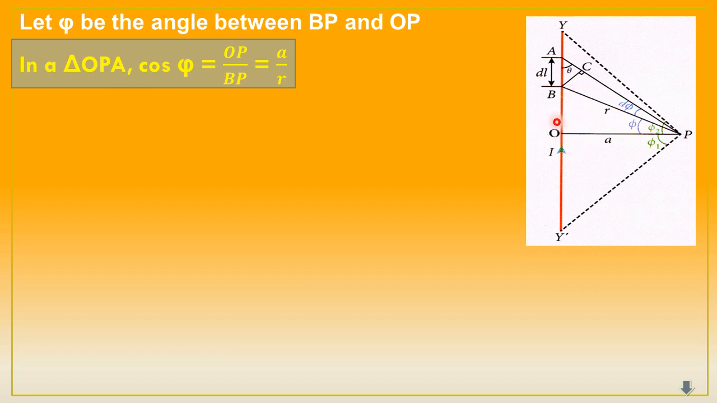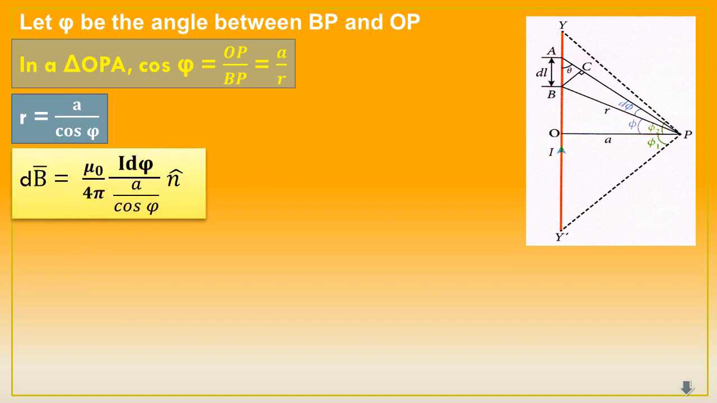Already we know the distance between O and P is A, and the distance between B and P is R. So we substitute the values here. Instead of OP we put A, and instead of BP we put R. Now let's take this R to the left-hand side and cos phi to the other side, so R is equal to A by cos phi. We take this cos phi down under the A, so R is equal to A by cos phi.